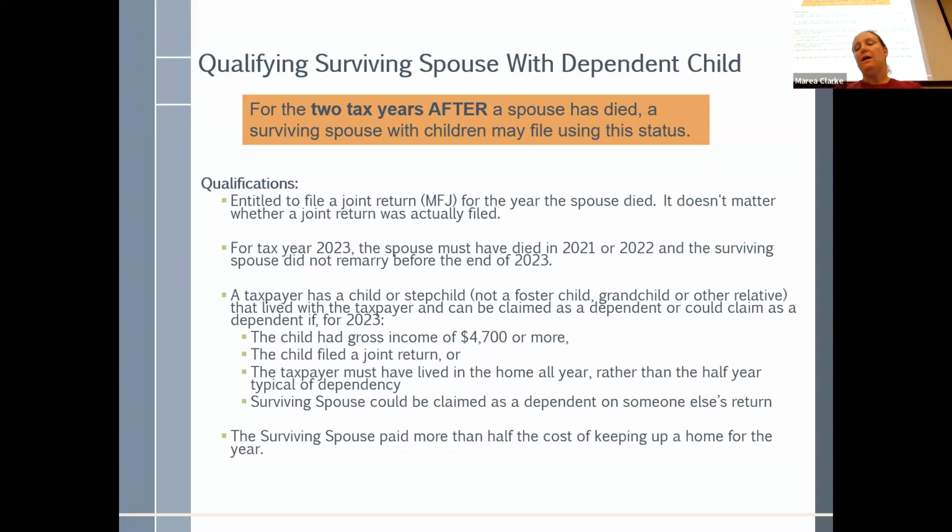So generally the idea for this one, right, is somebody's spouse died, they're still taking care of the children, and they get an advantageous tax filing situation where they get a higher standard deduction and they still get the same credits that a filing joint person would be eligible for. Right? They also have to have paid more than half of the cost of keeping up their home for the year.